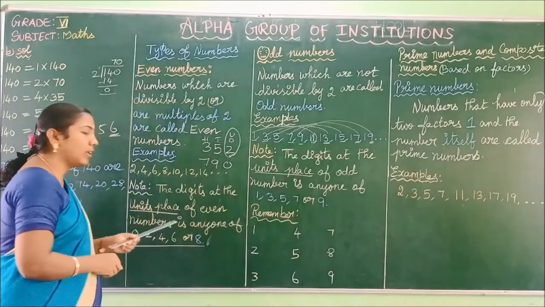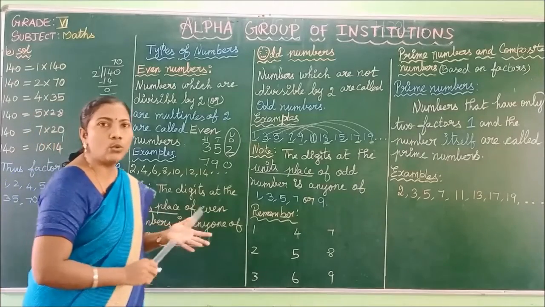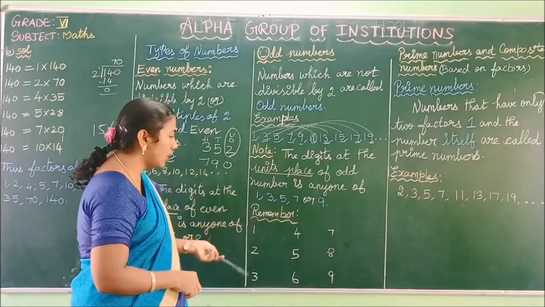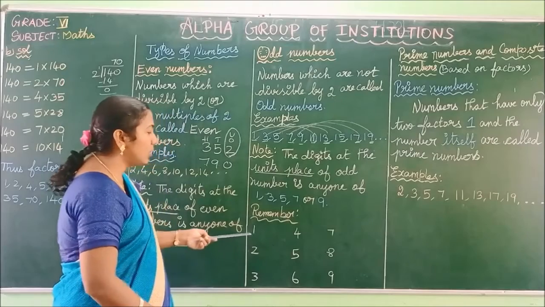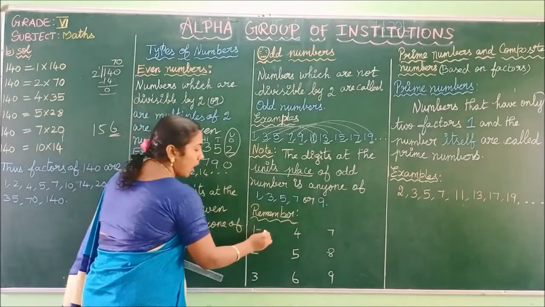How can you identify that the given number is an even number? The digits in the unit place are 0, 2, 4, 6 and 8. Okay, see here children, here I have written the numbers 1, 2, 3 up to 9. Can you say 1 is what type of number? Is it even or odd? Yes, it is an odd number.